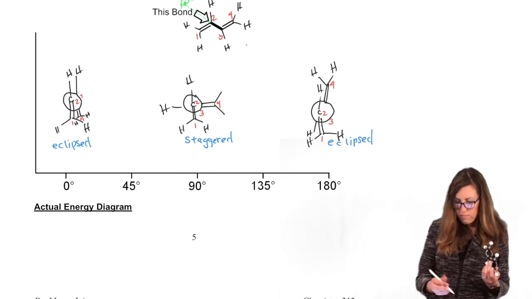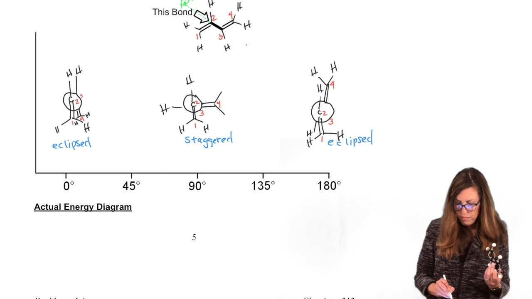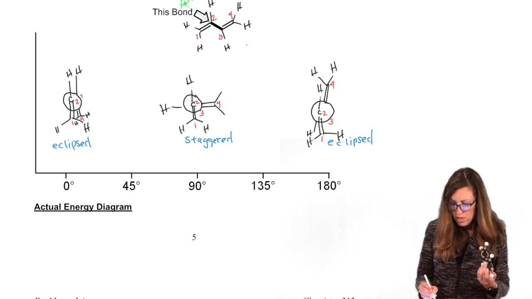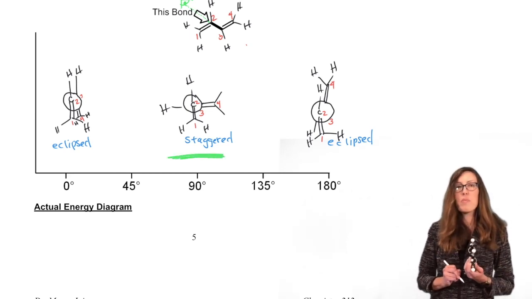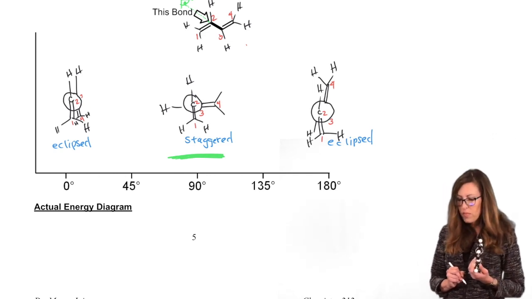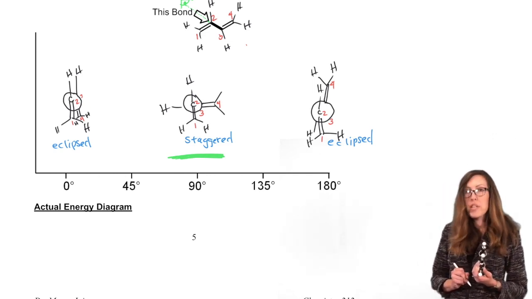So let's let staggered be the lowest energy. I'm going to use green for my energy levels. And so I'm just arbitrarily going to say, let's let it be the minimum. Here's my energy for staggered, because remember, this is relative. All right, so now I have 2 eclipsed to decide from.